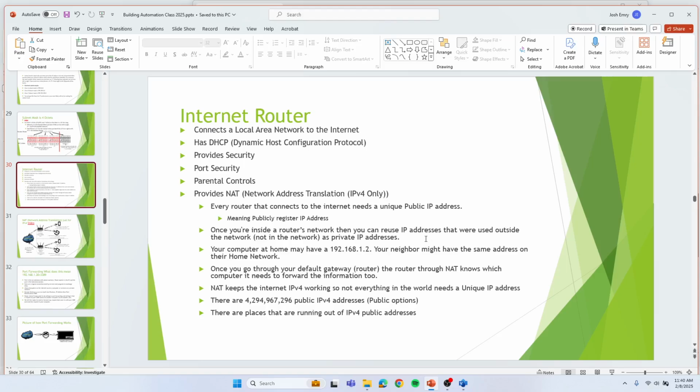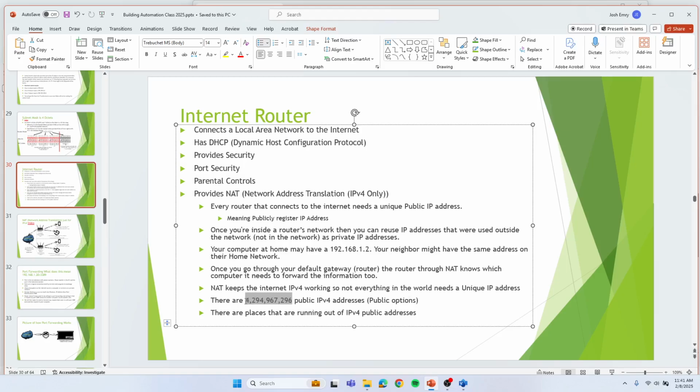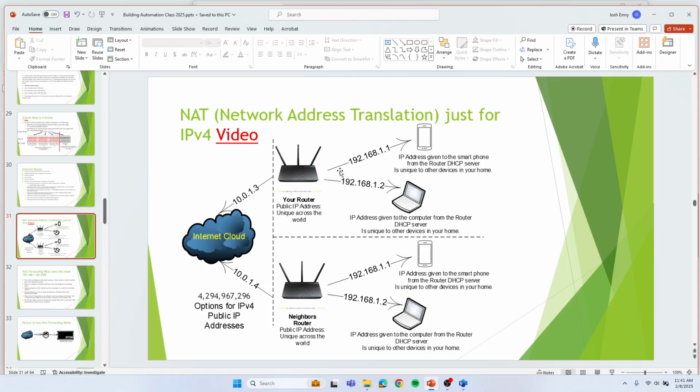One thing to keep in mind is Internet Protocol version 4, there's only 4,294,967,296 available public IP addresses. Well, if you're thinking of the whole world, that's not a whole lot of addresses. So I'm going to go over how this NAT works with this depiction down here.